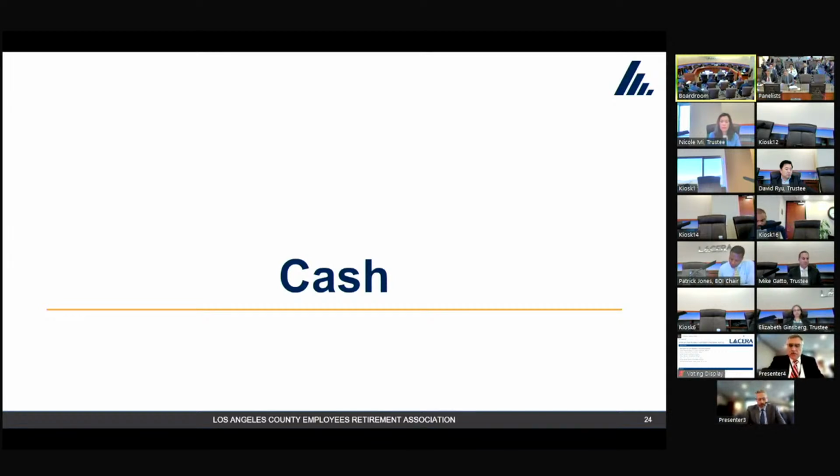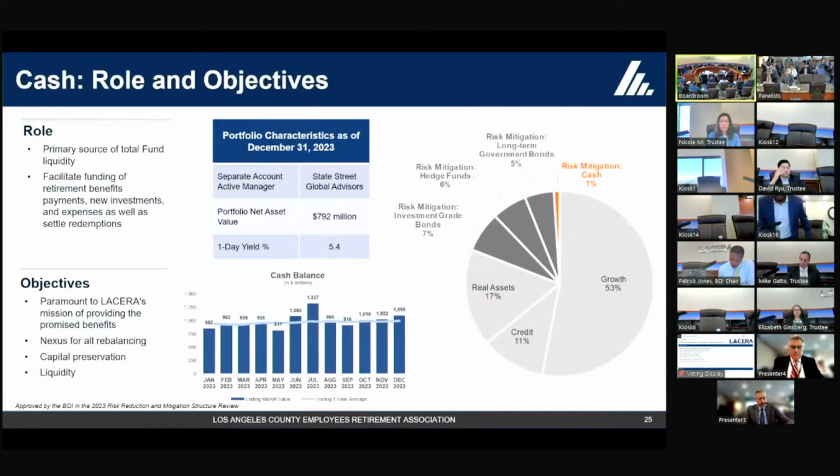Cash is the primary source of liquidity for the fund and is paramount to meeting LACERA's mission to produce, protect, and provide the promised benefits to our members. Cash is also the nexus for all portfolio rebalancing, as flows from one asset class to another are conveyed via cash. The bar chart in the middle shows that we typically keep about $1 billion on hand, equivalent to 3 months of benefit payments.